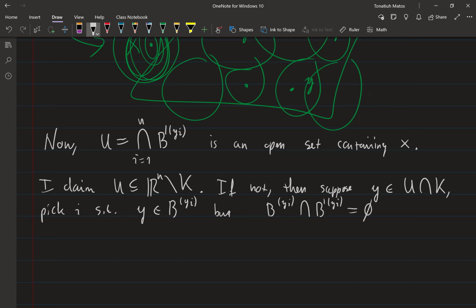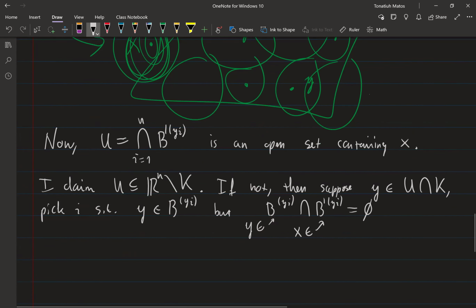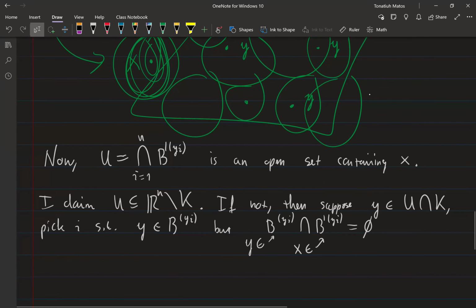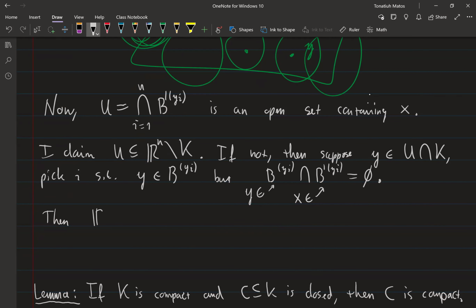And this is a contradiction. Why is this a contradiction? Well, because Y is contained here. And sorry, did I pick the right indices? Of course I did. Okay, so this is X. Wait, let me just double check this. Yeah, X is in the one with the prime. And this is impossible, right? This is impossible. So these cannot overlap. So then R^n minus K is open. Thus, K is closed. And I just proved that compact sets are closed.